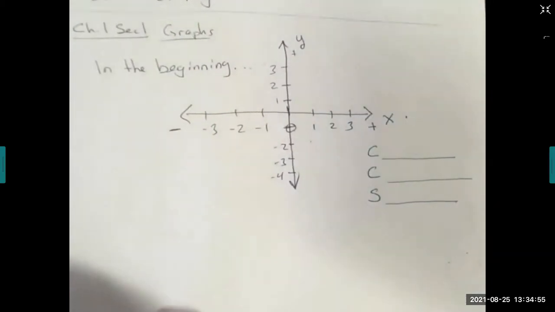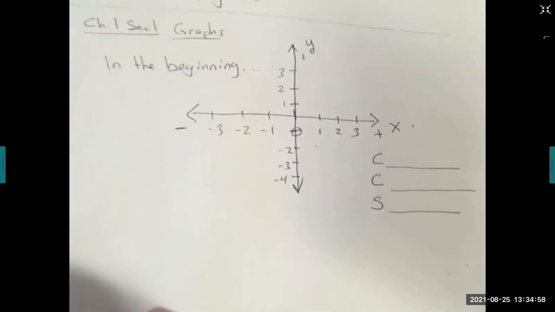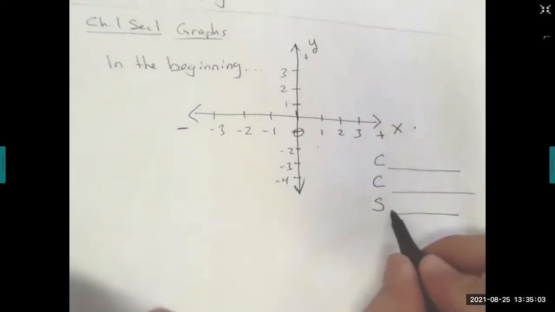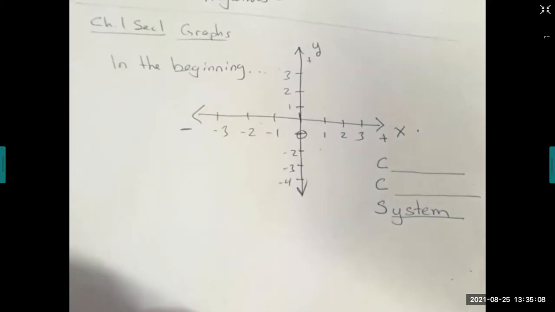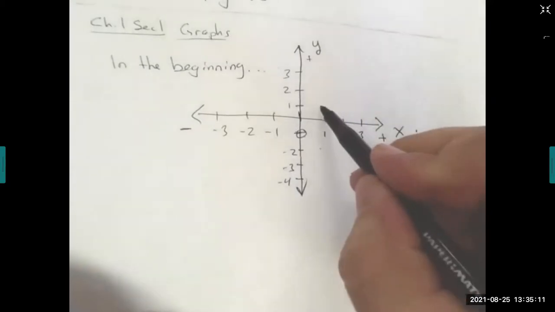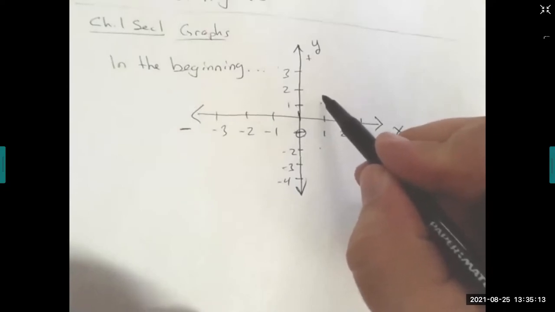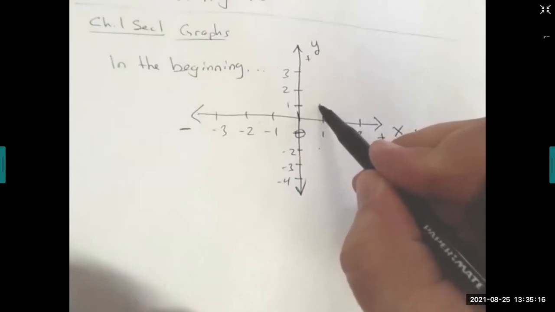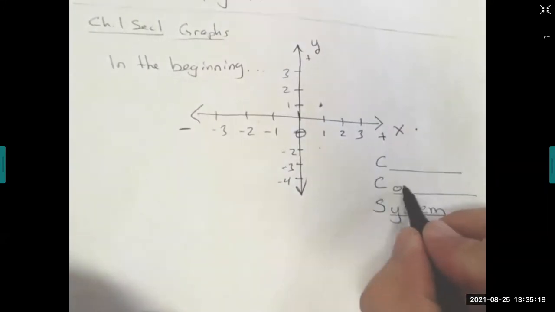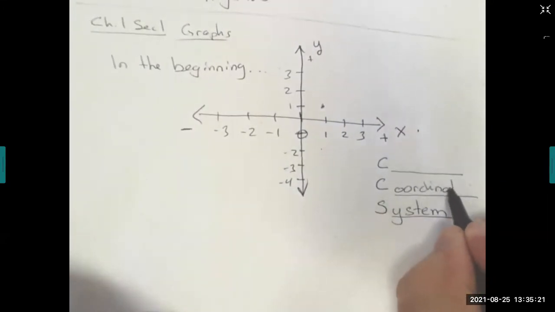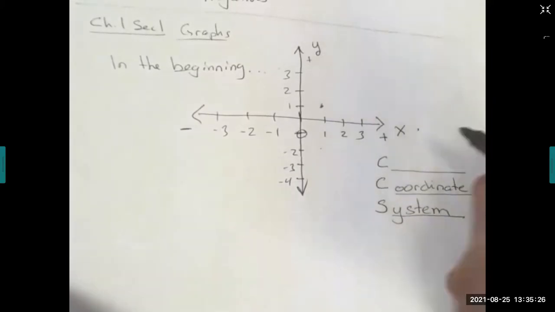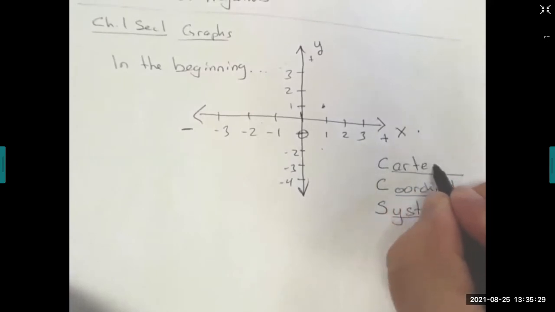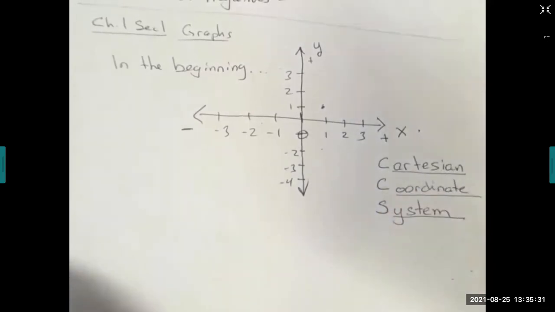Here are your clues. Nope. It is system. When you have a point, a dot here, what is that called? Another name for that dot? Coordinate, yes. And the top line is the person's name. Cartesian coordinate system.